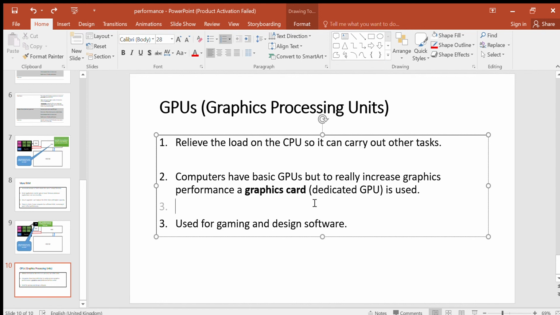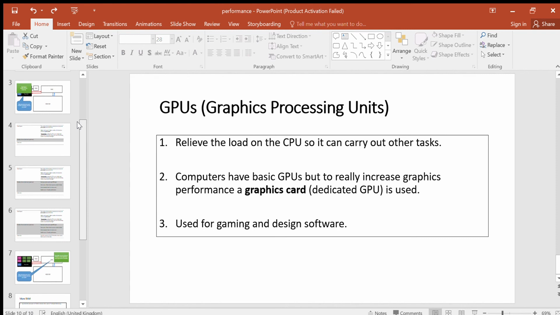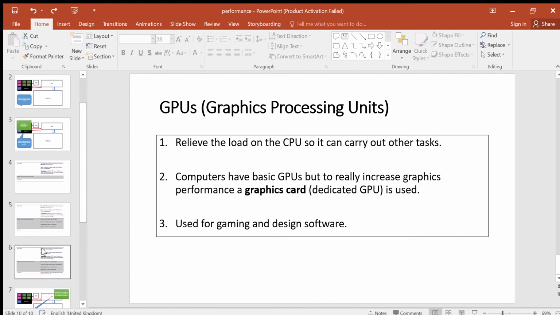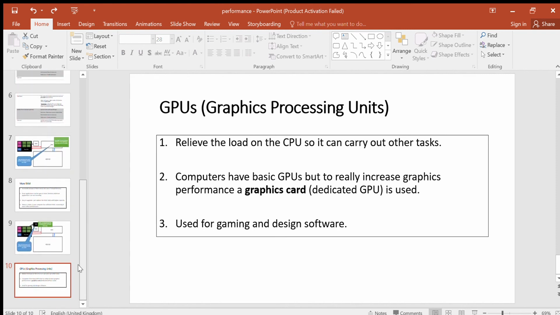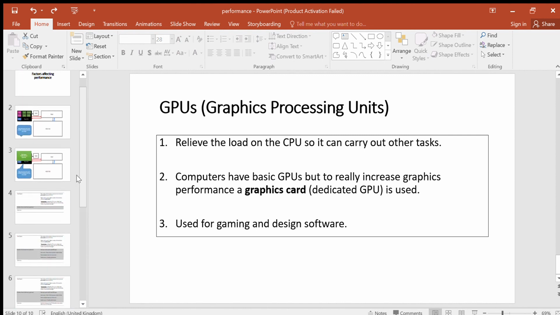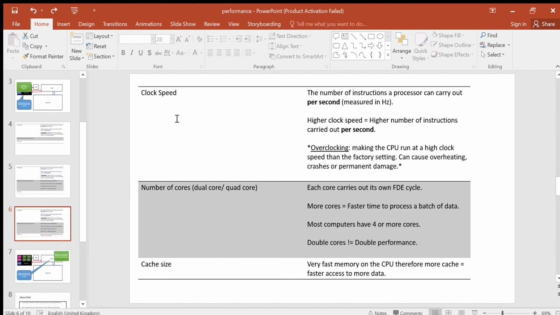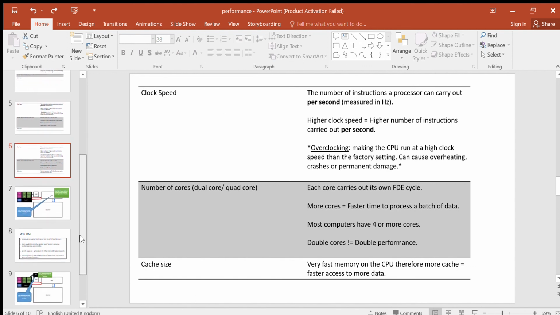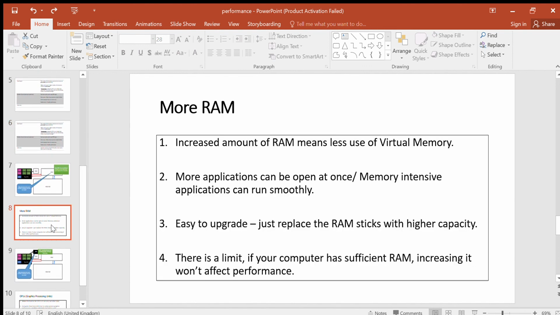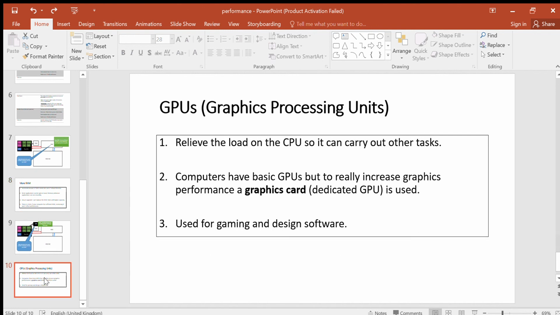Okay, so those are the 3 ways that we can increase the performance of our computer. We've got our factors of the CPU, we've got our factors of RAM, and then we've got our graphics processing unit. This is a lovely short little unit. Rewatch the video, make sure that if any questions come up on this, you are absolutely ready to knock them out of the park. Okay?